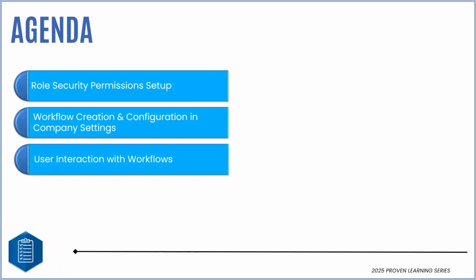For today's session agenda, we'll begin by reviewing the required role security permissions that must be configured by your company's Proven Jobs administrator or by a user with the appropriate security permissions. Next, we'll explore the process of setting up workflows in the company settings. This includes defining workflow criteria, identifying triggers, establishing exception criteria, and, if applicable, configuring reminders to support workflow completion. Finally, we'll demonstrate how end users can engage and complete workflows directly within the job file on the Proven Jobs web application, via the Control Center, or on the Proven Jobs mobile application.